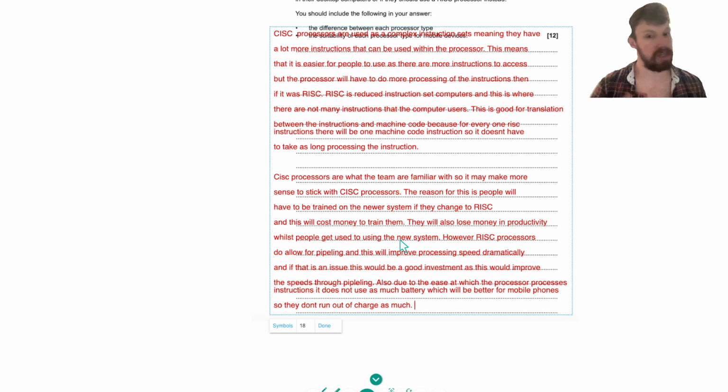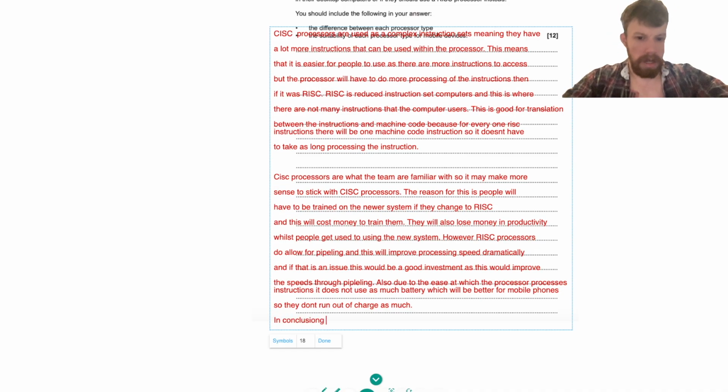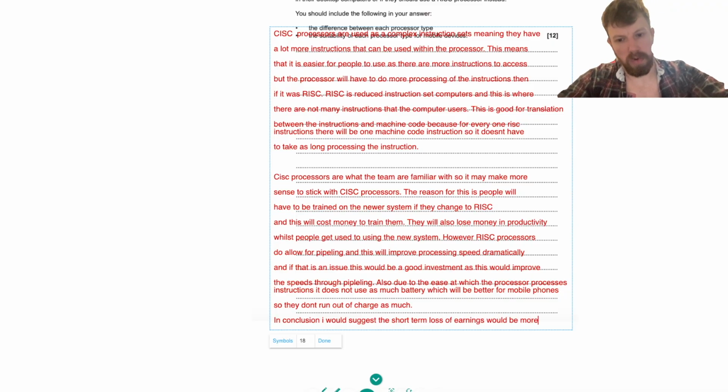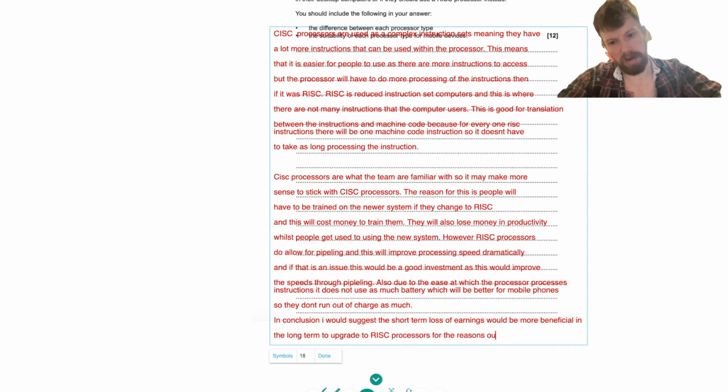Obviously, in lots of situations, there's no right or wrong answer. So as long as you can make a case for it, go with that. And then maybe put a little concluding point. So in conclusion, I would suggest the short-term loss of earnings would be more beneficial in the long term to upgrade to RISC processors for the reasons outlined before.